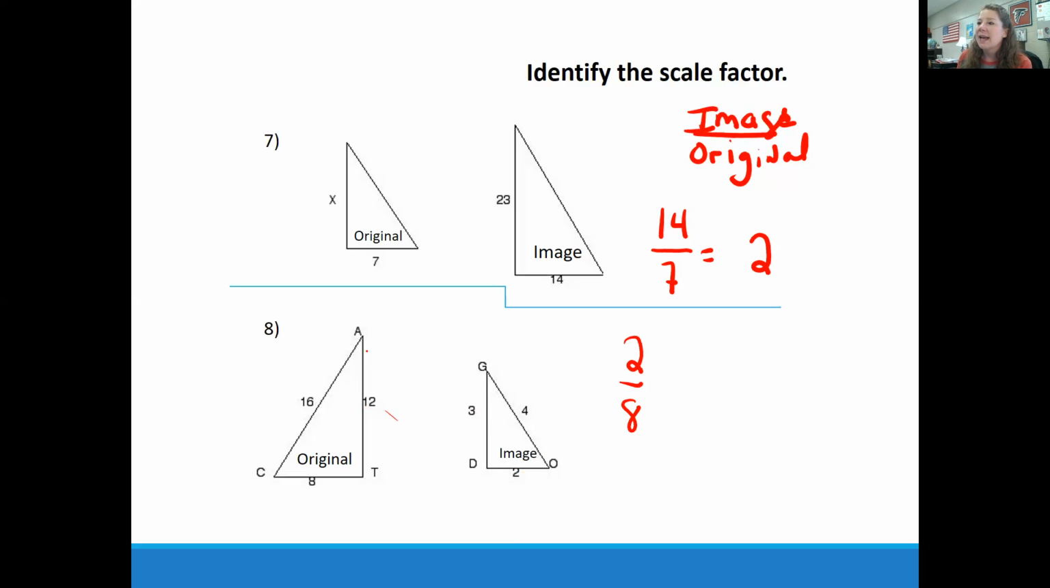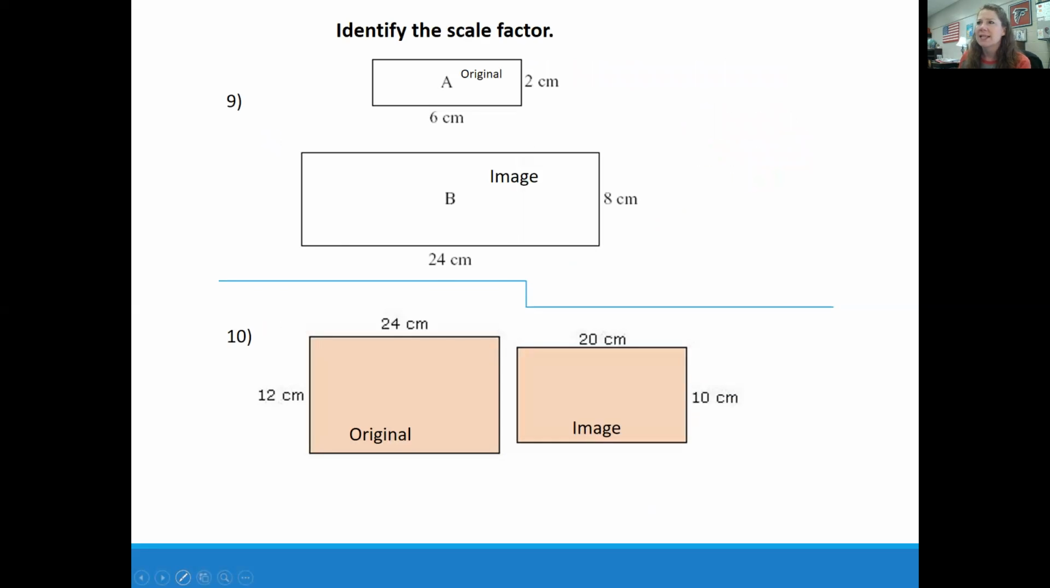See how in the image the figure has been flipped. So you want to make sure you're finding corresponding sides. So we can either use the numbers 2 over 8 or 3 over 12 or 4 over 16. Any of these we use, they all simplify to 1/4. These are all equivalent. If any of these were not equal to the other two, then we would say our figures are not similar. That's what I meant by the ratio of sides has to be the same.